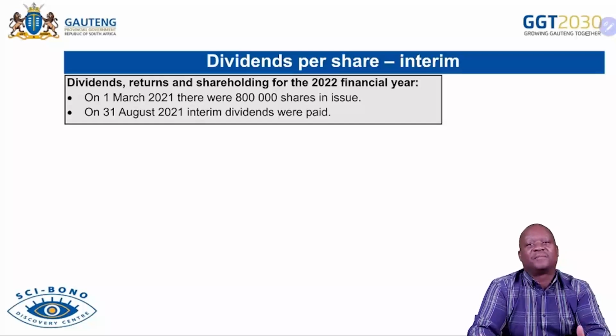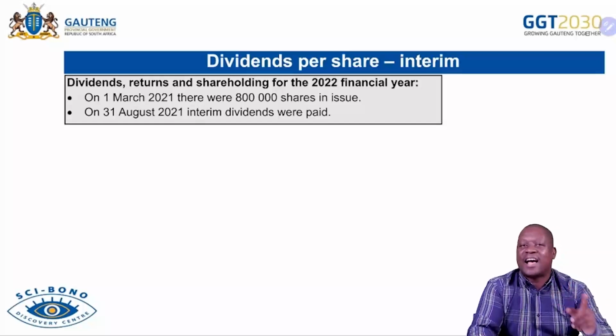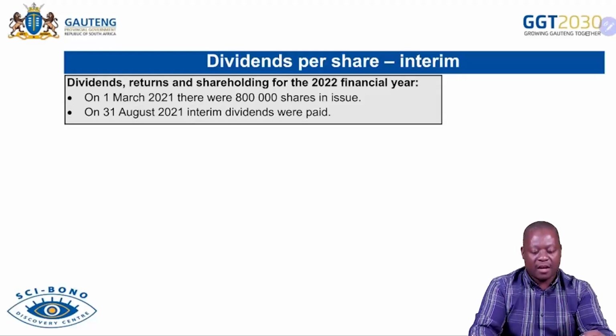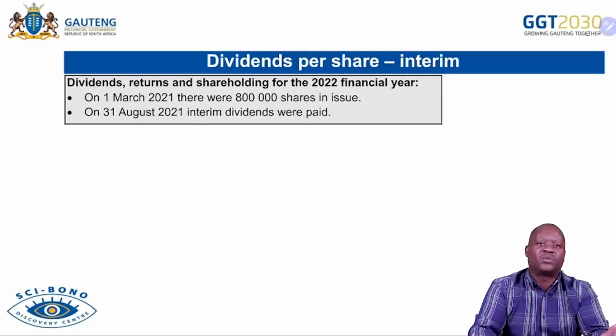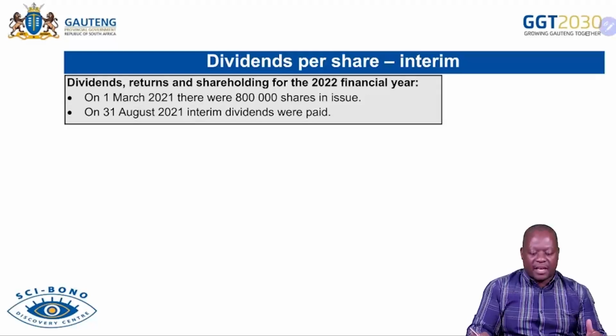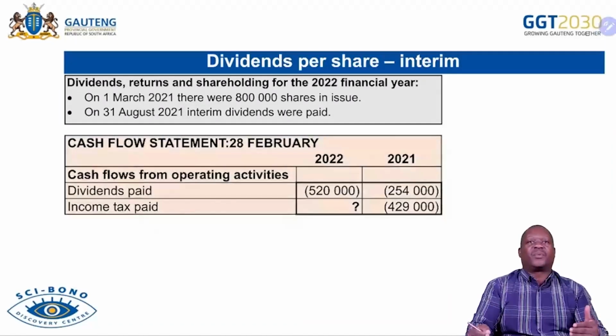Very interesting. They are not telling us how much per share, but they are telling us how many shares were issued and how many shares we are giving these interim dividends to. Important information, but incomplete, and it's not going to help us unless we get some additional information. So let's see if there is any other information at our disposal.